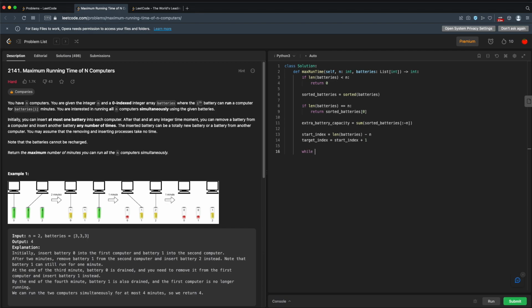All right, so let's say while we still have some extra battery capacity, let me just copy this. So while we still have some extra battery capacity, while it's greater than 0, and while we're not outside of our range, so we want to make sure that our target index doesn't overflow our bounds. So while this is less than the length of our batteries, now we can try to find our target capacity. I'll call it target capacity. I think that's good. So our target capacity will now be the capacity of the battery at this target index. So that's going to be our sorted batteries at the target index.